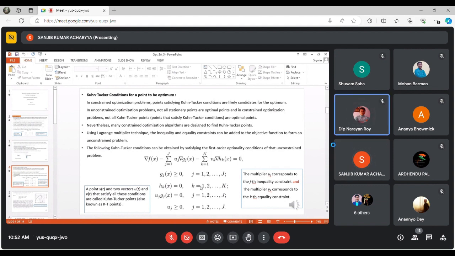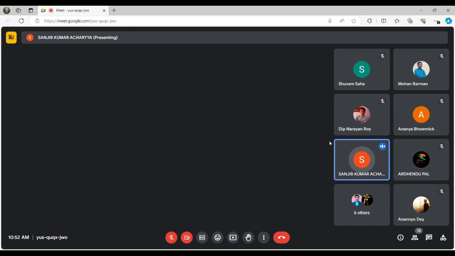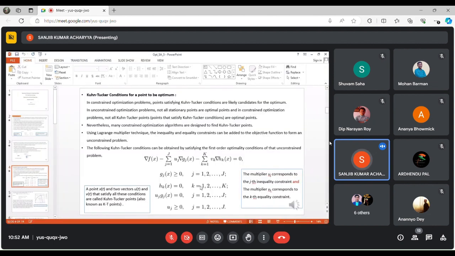Yes, sir. In case of unconstrained, while searching for the stationary points, we have taken grad f(x), where f(x) is the objective function, and equated grad f(x) to 0. We have tried to find the stationary points. Then, checking the value of the second order derivative at the point, we took a decision whether the point is minima, maxima, or point of inflection. Is the idea clear? Yes, sir.